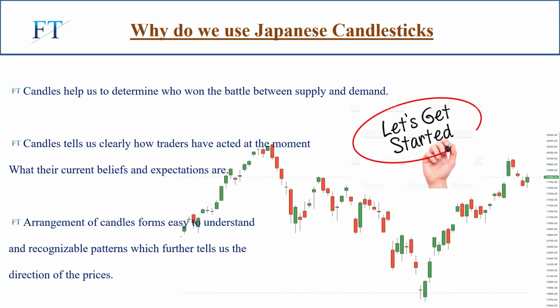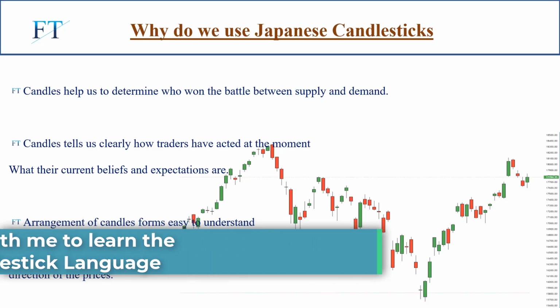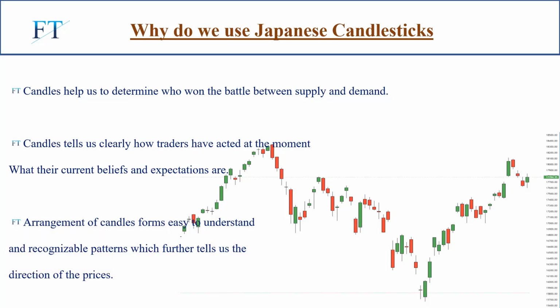So the first question is, why do we use Japanese candlesticks? Because there are so many different charts available in the trading terminal, like bar charts and line charts. But why do we use Japanese candlestick charts only? The first and foremost reason is that candles help us determine who won the battle between supply and demand. Now, what does that mean?